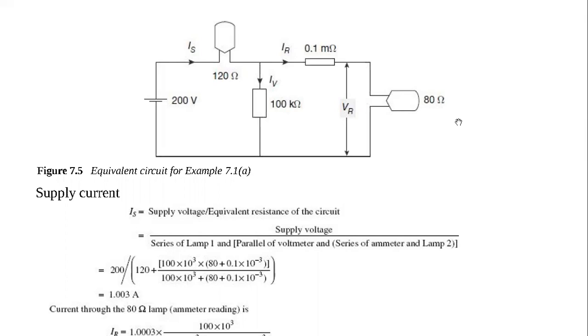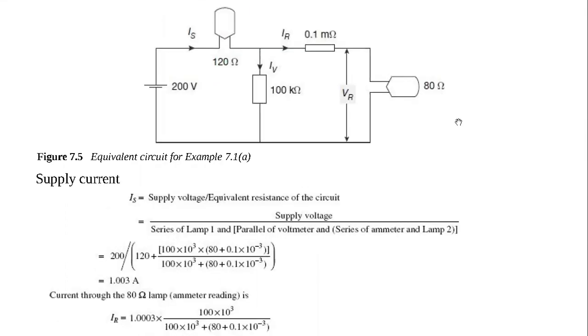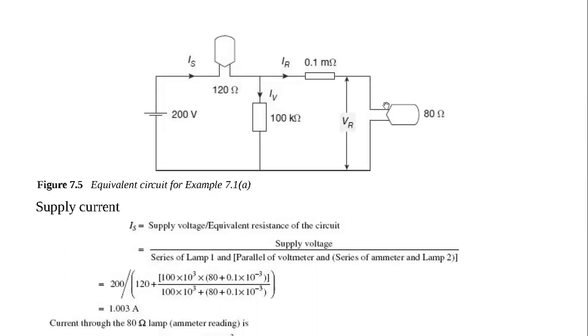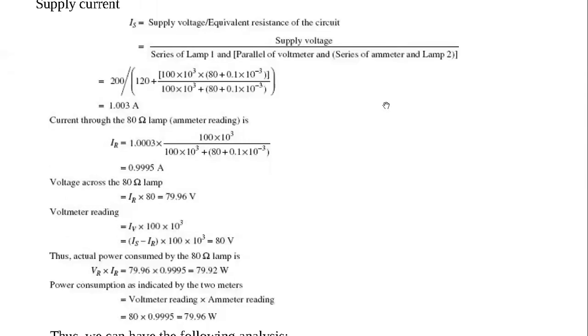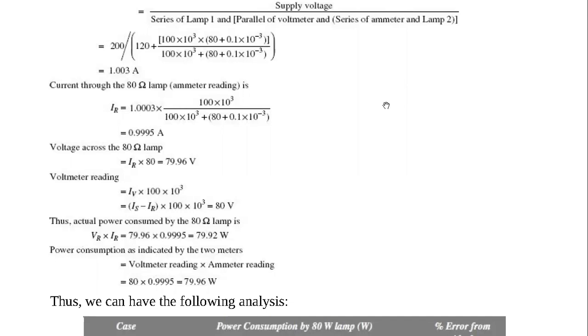So the reading in the ammeter will be the value of IR. And for you to get the power consumption as calculated by the two instruments, you take the reading in the voltmeter, which you have seen is 80, times the reading in the ammeter, which is 0.9995. Once you multiply the two, you get 79.96 watts.